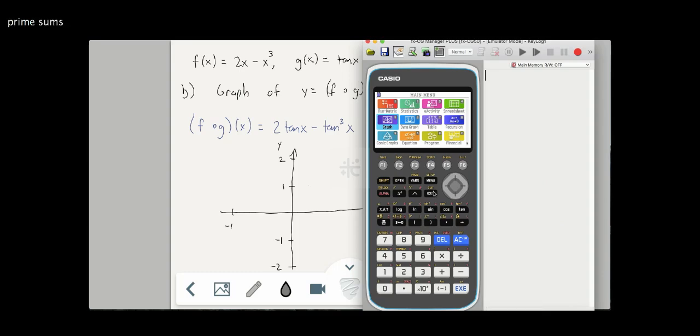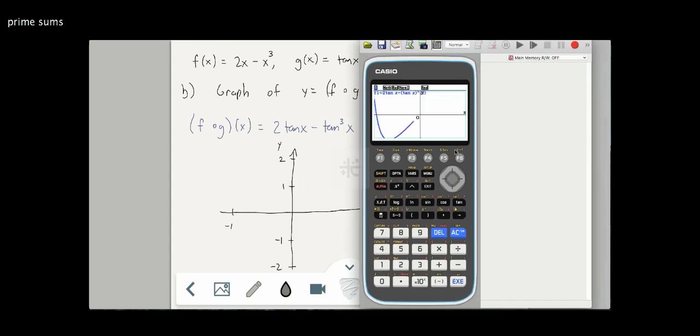We can go to menu, graph, input our function here. So 2 tan of x minus tan cubed of x, which I'll do in parentheses, tangent of x, cubed. And we have to make sure that we're in radians, which I can see up there. All right, so now let's plot, draw.